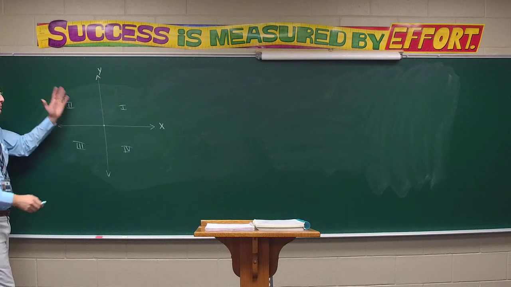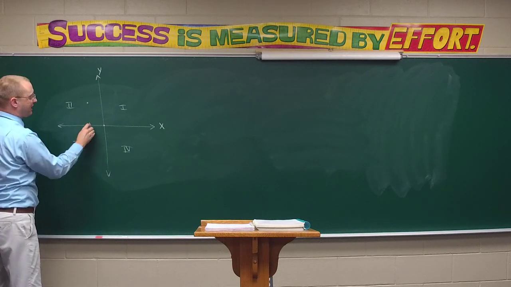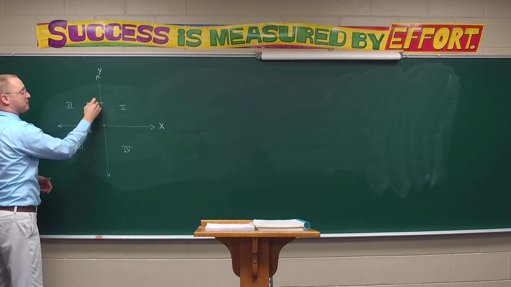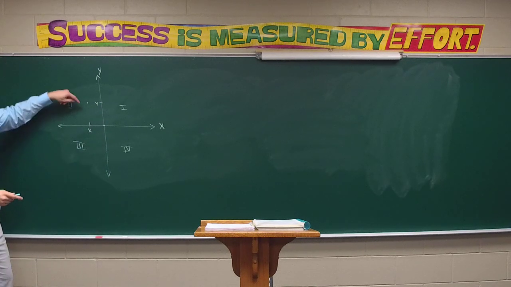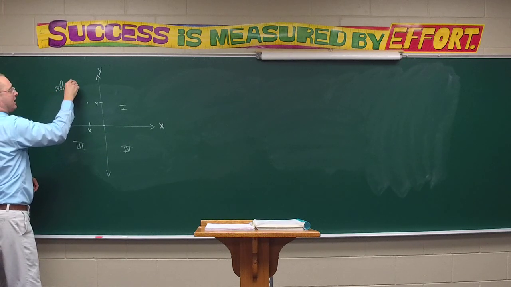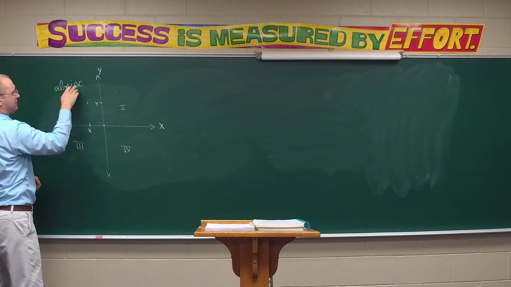Right? Every point on here has a specific x value and has a specific y value. Well, the x value of any point, class, is called the abscissa of a point. The x value is called the abscissa. Abscissa. A-B-S-C-I-S-S-A.